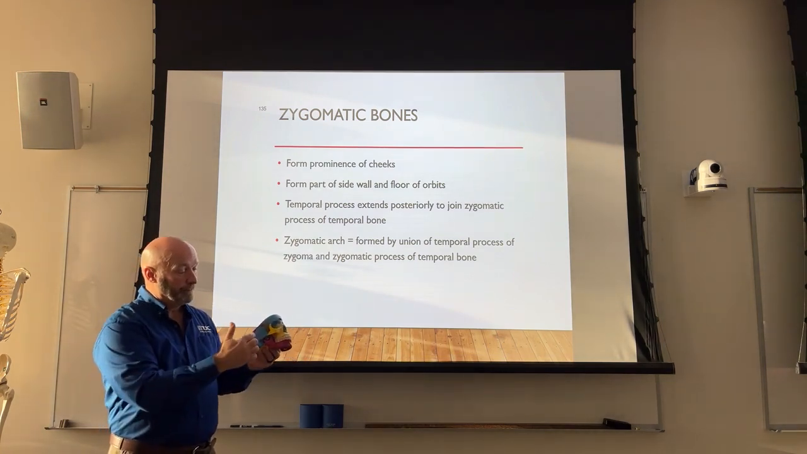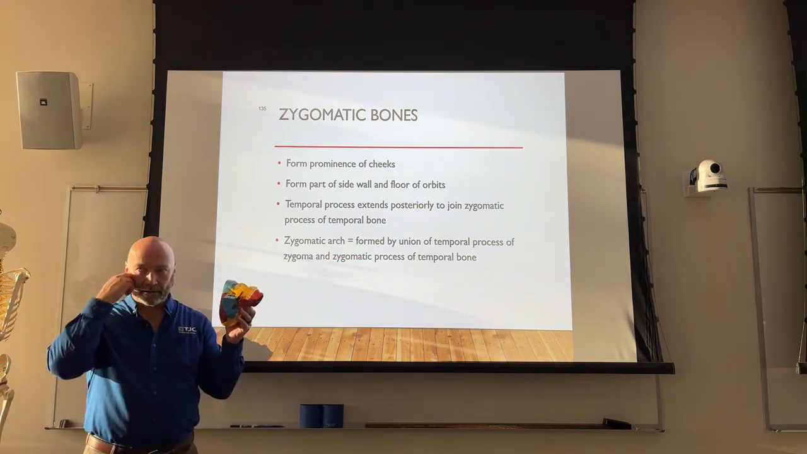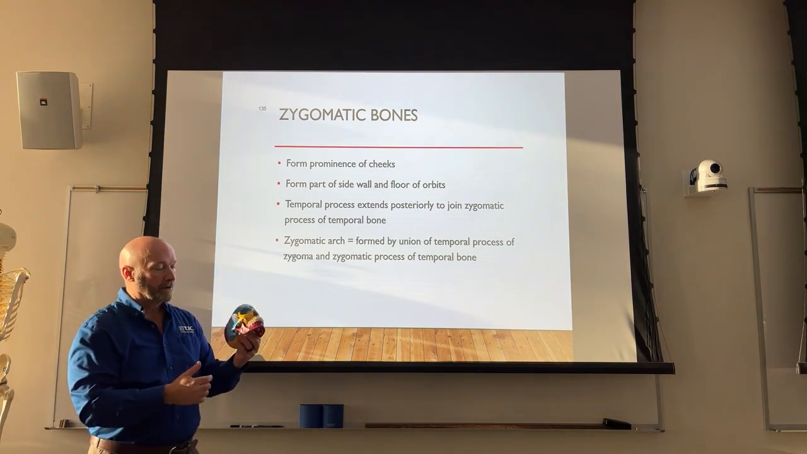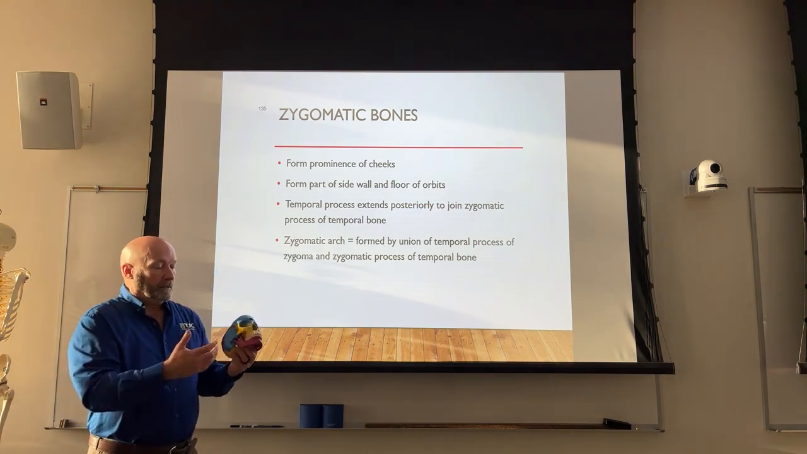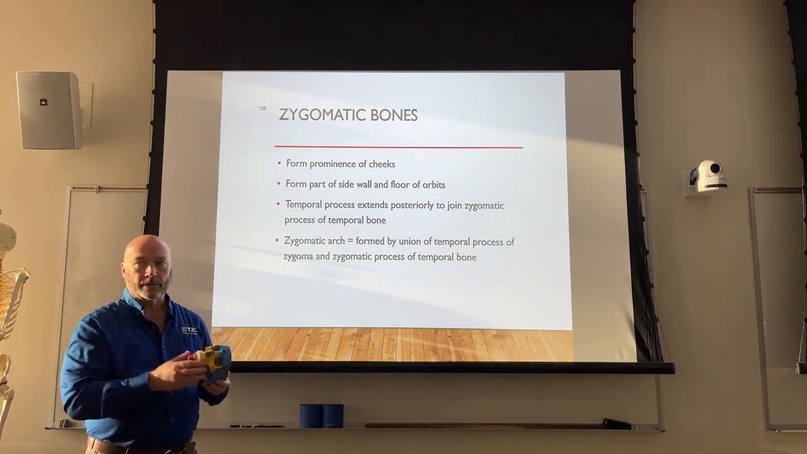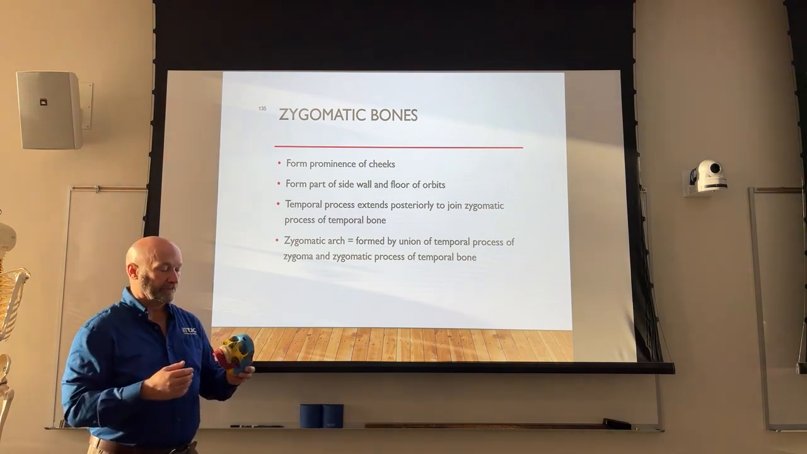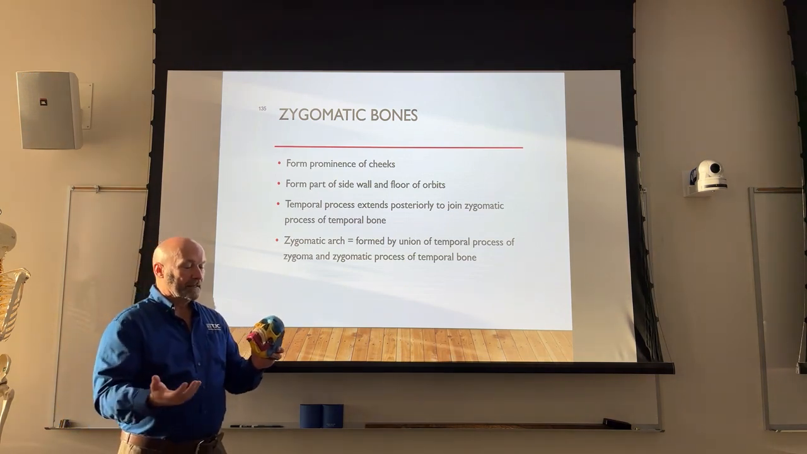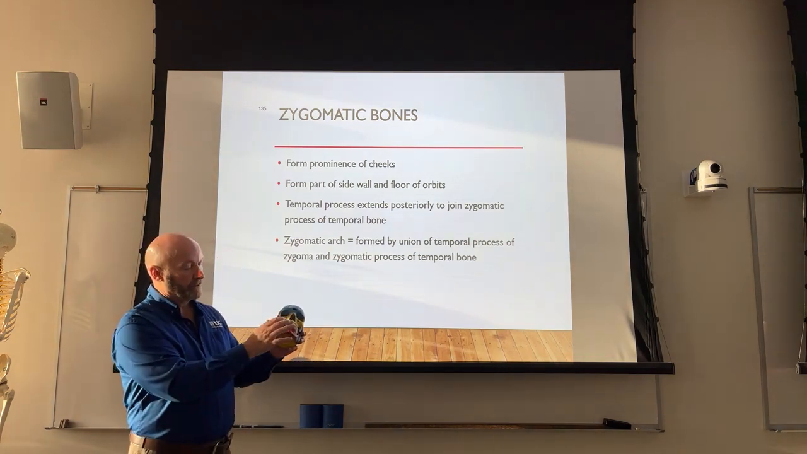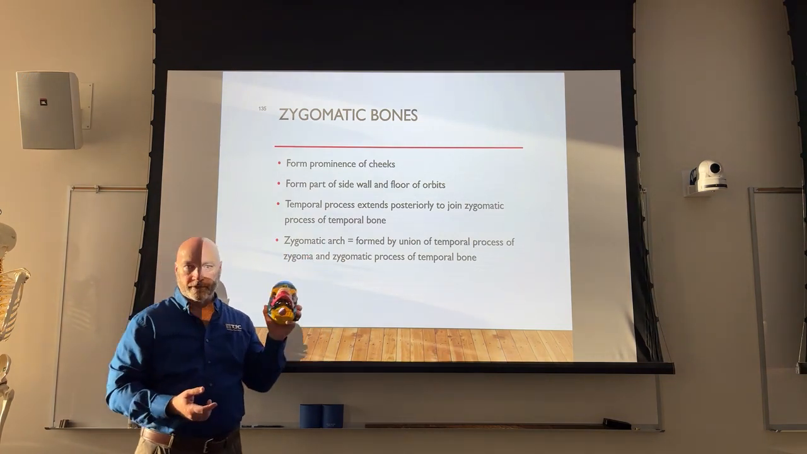But the cheekbone itself is a zygoma. Common fractures here are depressed fractures of the zygomatic arch. Somebody, you know, gets hit on the side of the face and you get a depressed fracture on the zygomatic arch. So we're gonna have to be able to visualize that. But another common fracture is what we call a tripod fracture. And what that is, a disarticulation between the zygomatic bone and its connection to the frontal bone, the maxilla, and the zygomatic process of the temporal bone.